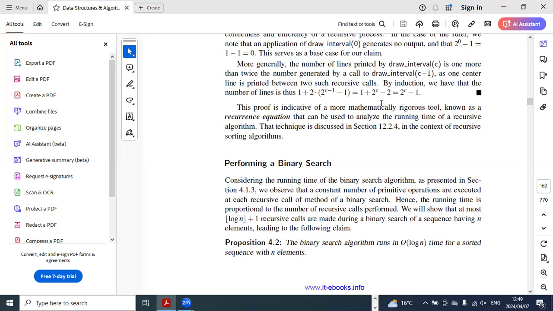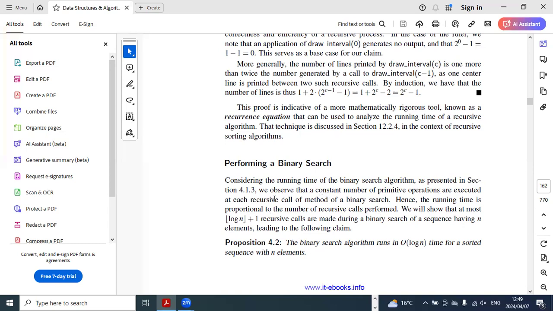This proof is indicative of a more mathematically rigorous tool known as recurrence equations, which can be used to analyze the running time of a recursive algorithm. Performing the binary search, considering the running time of the binary search algorithm as presented in section 4.1.3, we observe that a constant number of primitive operations are executed at each recursive call of the binary search method. Hence, the running time is proportional to the number of recursive calls performed. Every time you perform a recursive call, that's where we count our running time.